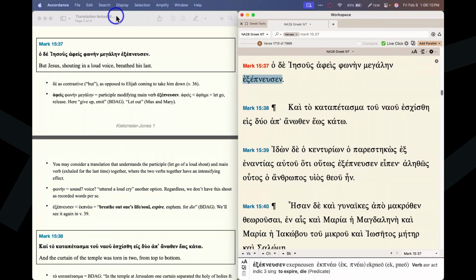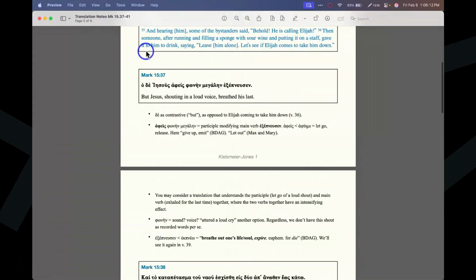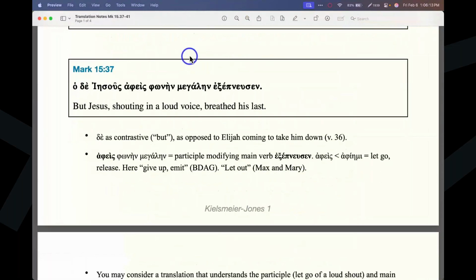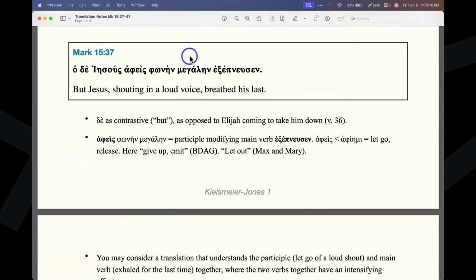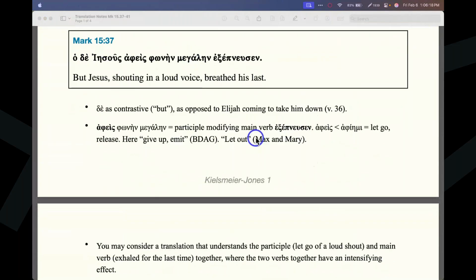Let's look at this particular verse in more detail. I have translated that de as contrastive, so that's but. It could be and. I think but here makes the most sense because it is in contrast to maybe Elijah will come. Let's see if Elijah comes and takes him down, but Elijah was not coming to take him down. But instead is the idea. So that's a contrastive there. But Jesus, shouting in a loud voice, breathed his last.